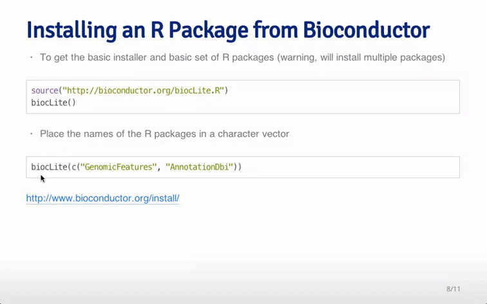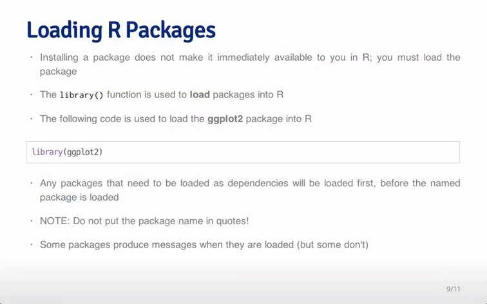Then the next time, if you want to install a specific package, you again do it just like you do with install.packages. You type biocLite and then c, parentheses, and then each package name in quotation marks separated by a comma. So that's how you install packages like that.